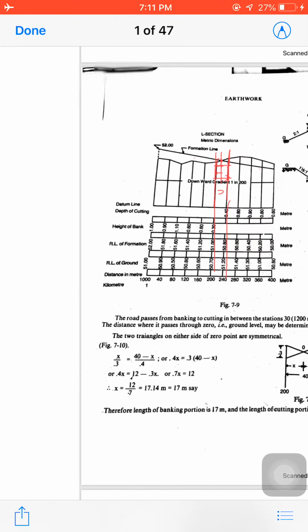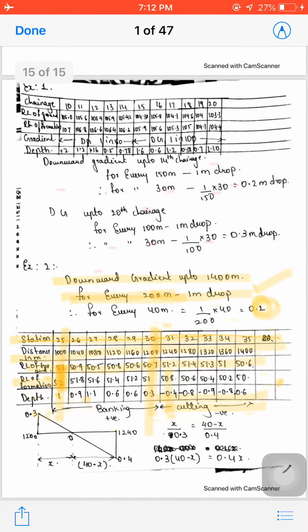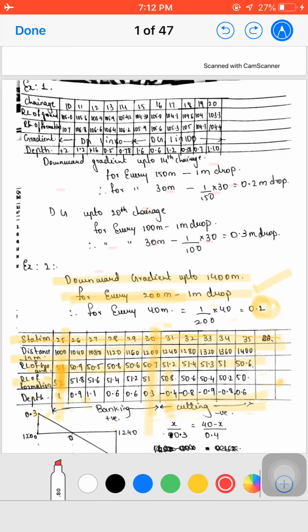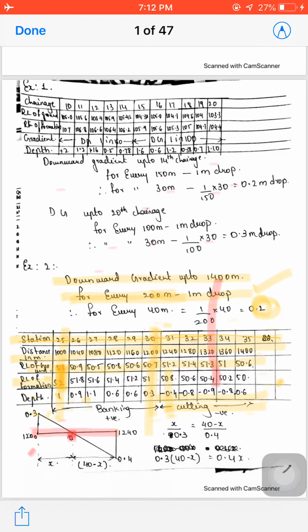So I have done this calculation at the end. This is the distance where it is passing from meeting the 0th point. Okay, at 1200 the depth is 0.3 and at 1240 the depth is 0.4.